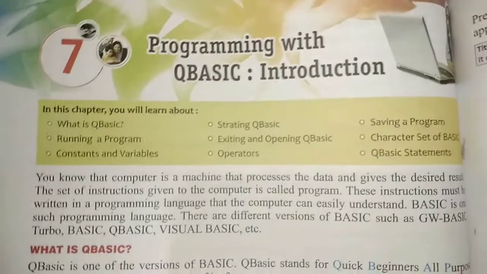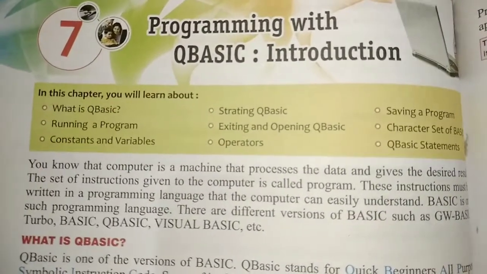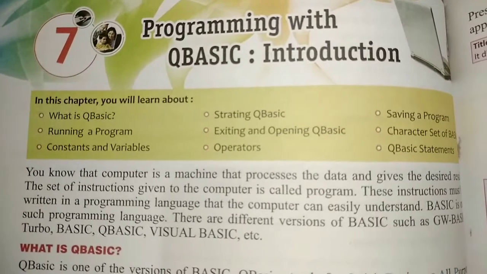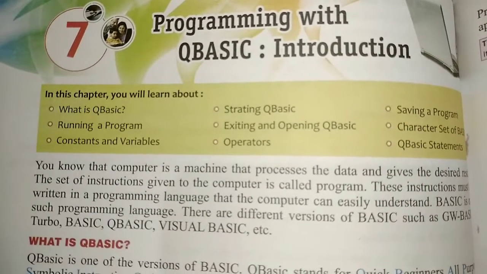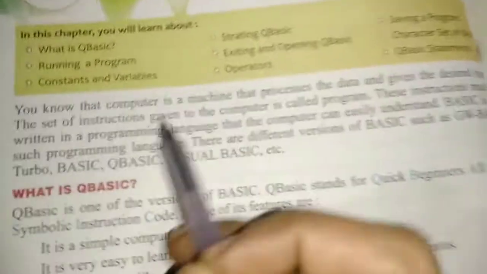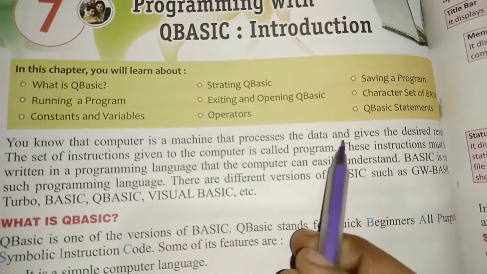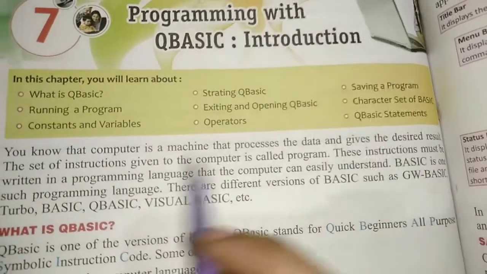And now in the next chapter, chapter number 7, Introduction with QBasic. QBasic is an advanced form of BASIC, and in this chapter we will do a basic introduction about QBasic. Let's start. We know that a computer is a machine that processes the data and gives the desired result.